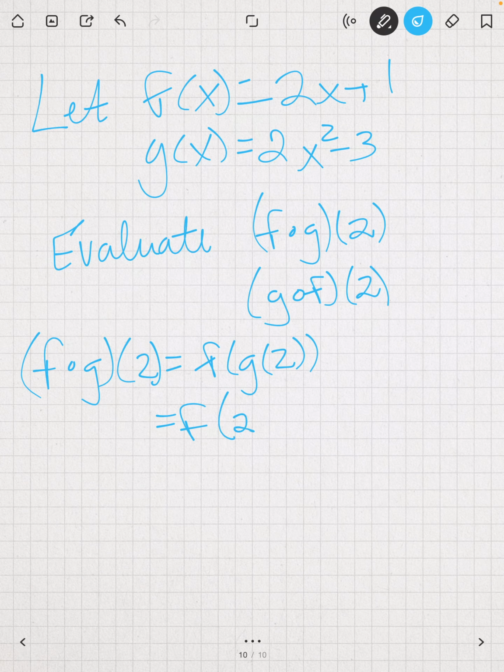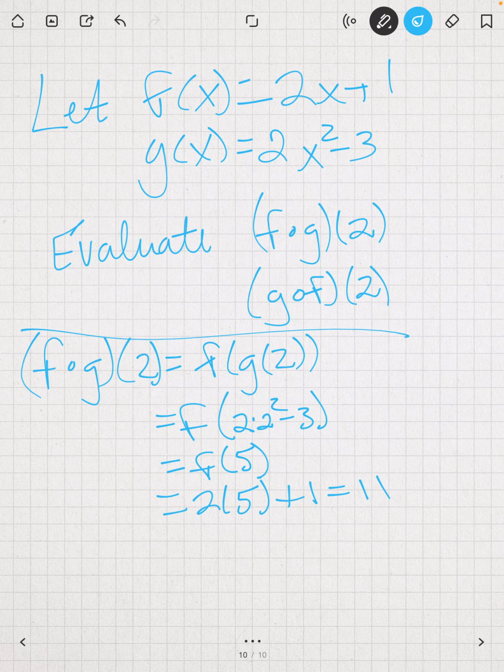is 2 times 2 squared minus 3, which is f of 2. 2 squared is 4 times 2 is 8 minus 3 is 5. We have f of 5. 2 times 5 plus 1. 2 times 5 is 10 plus 1 is 11. So that's one way we could do it.